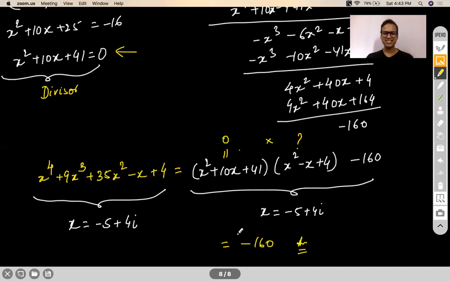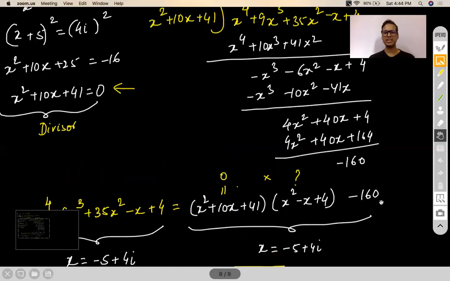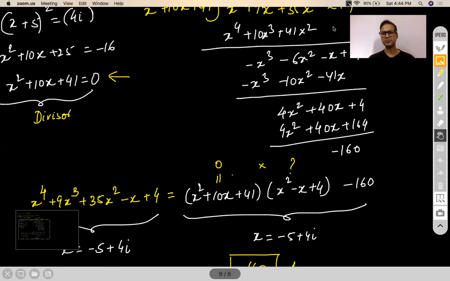That's it. Right? So you don't have to put minus 5 plus 4i in every x and try to simplify that. That is going to take at least 5 minutes of your time easily. But this was just a case of a long division method, which will take 1 minute or so, and then you are done with your answer.